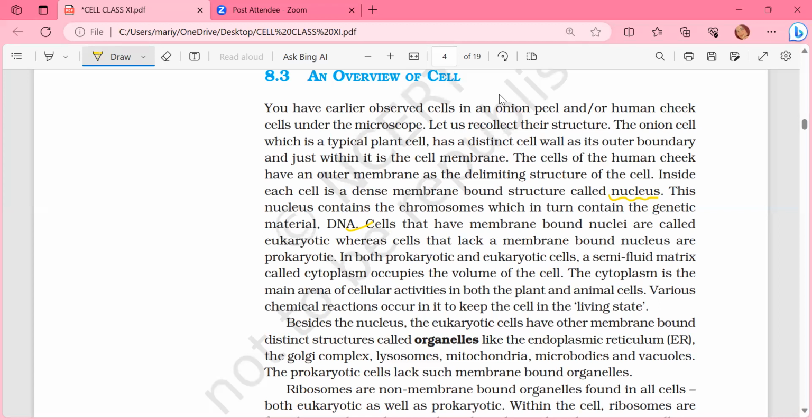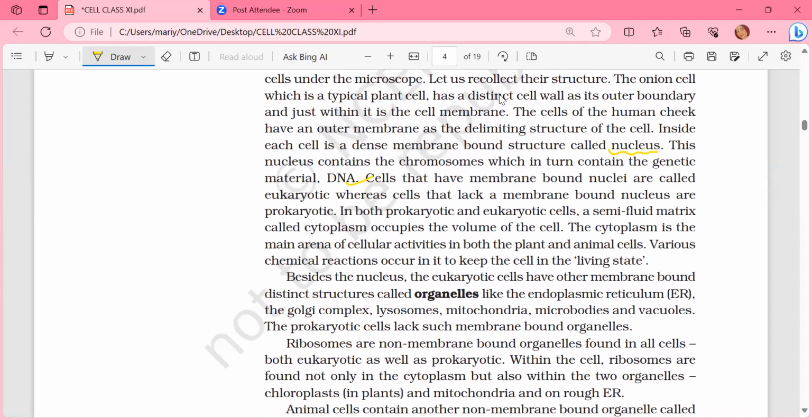Now cells that have a membrane bound nucleus, meaning a nucleus that has a membrane surrounding it, are known as eukaryotic cells. Whereas those cells that do not have a membrane bound nucleus are known as prokaryotic cells. Is it clear?